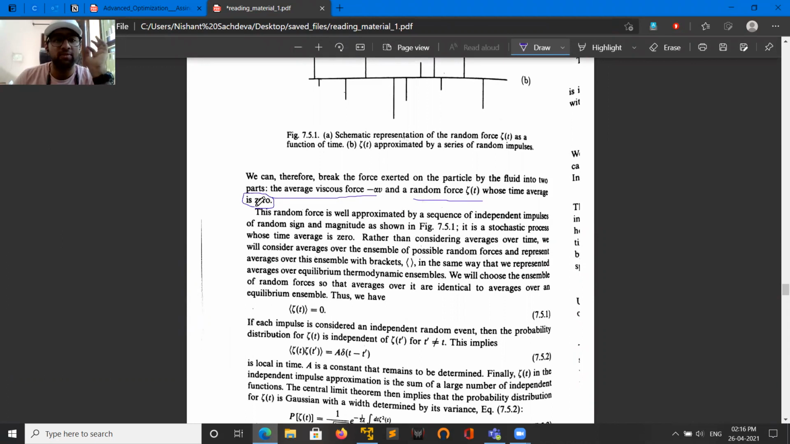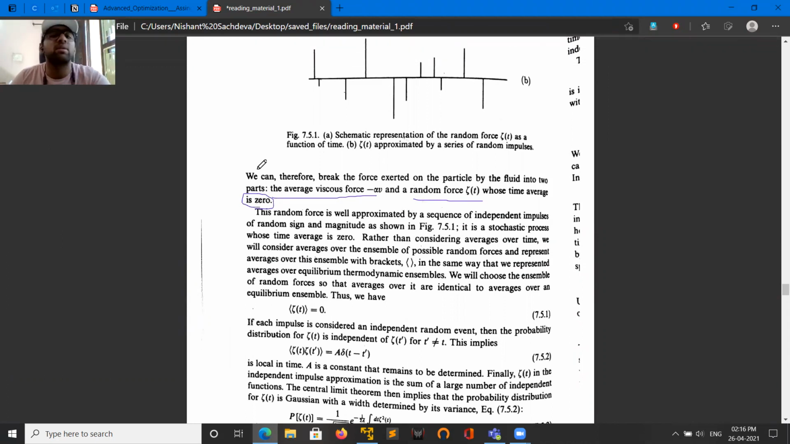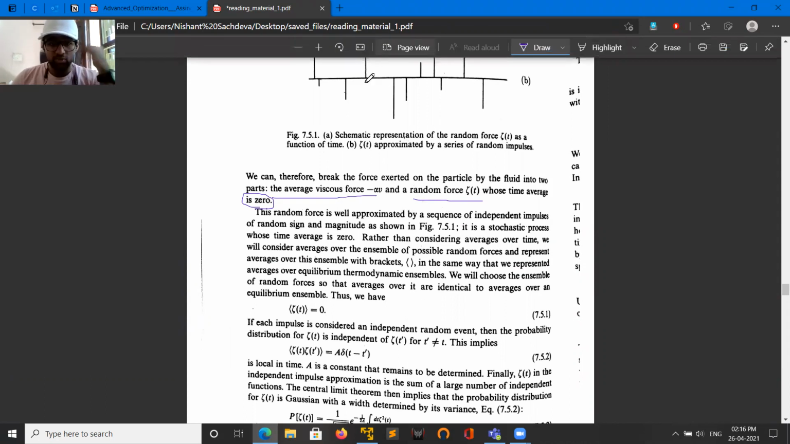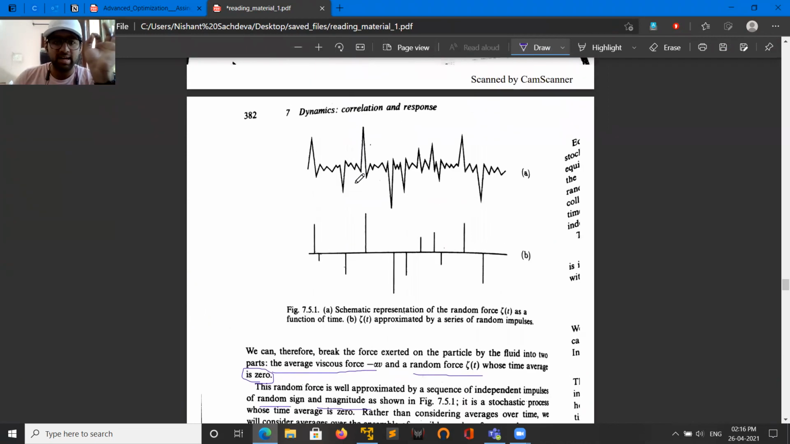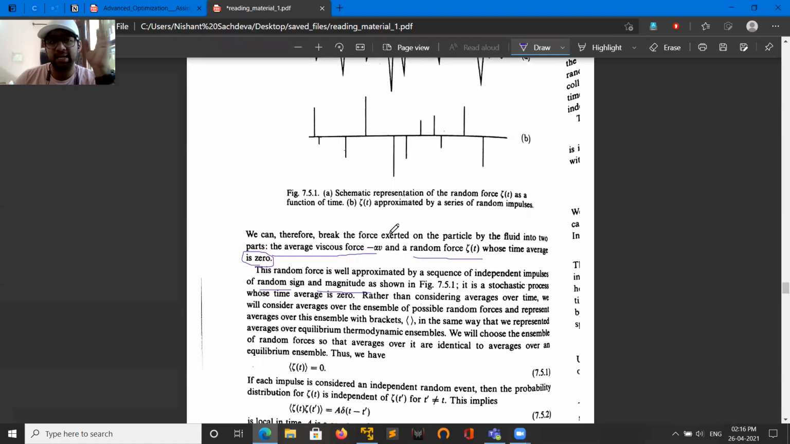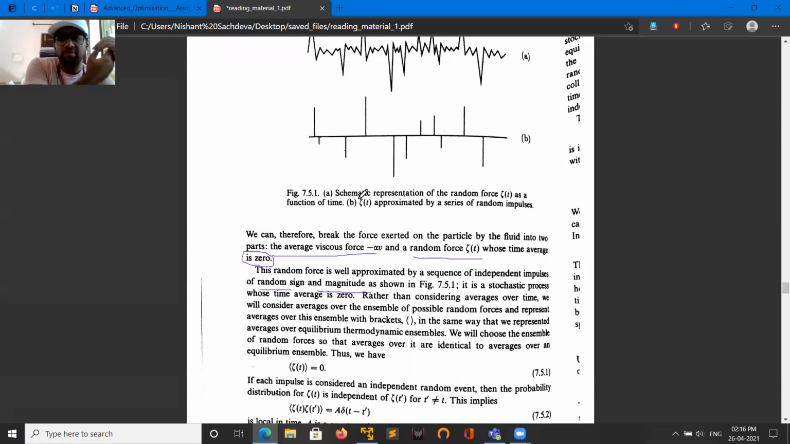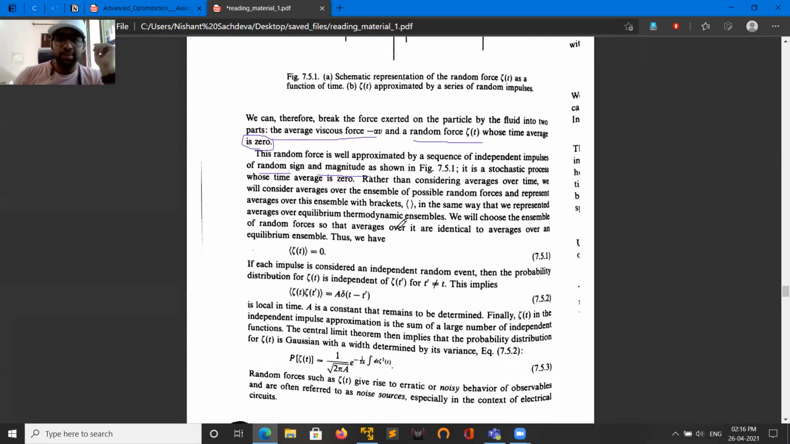Now, the random force has a time average 0, but at any one point of time there will be a certain random force. This random force is well approximated by a sequence of independent impulses of random sign and magnitude. Impulses are a substitute for collisions, which are also basically impulsive and exert an impulsive force. This is a stochastic process whose time average is 0. Ultimately, there's no real random force; it is a bunch of molecules.